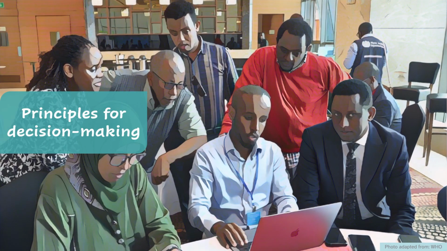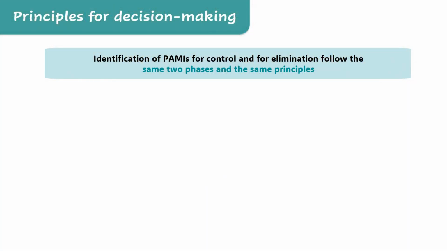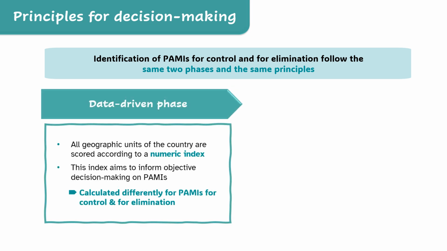Let's see the key principles that guide the decision-making on PAMI. The identification of PAMI for control and of PAMI for elimination follow the same two phases and the same principles to guide the decision-making on PAMI. The first phase is a data-driven phase. At this phase, all geographic units of the country are scored according to a numeric index. This numeric index is used to inform objective decision-making on PAMI, grounded on data. How this numeric index is calculated is different to identify PAMI for control and PAMI for elimination.